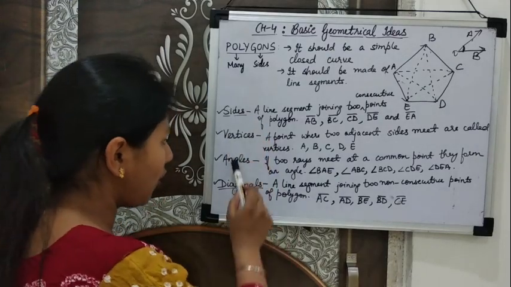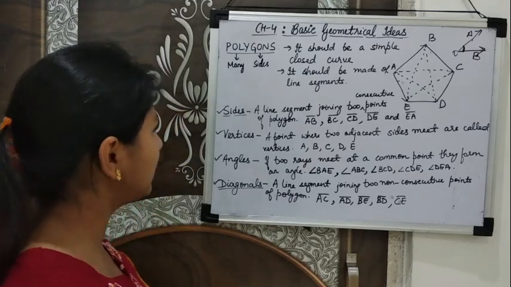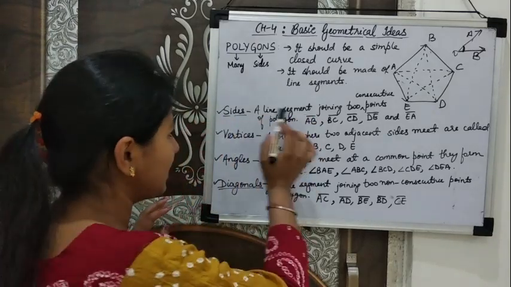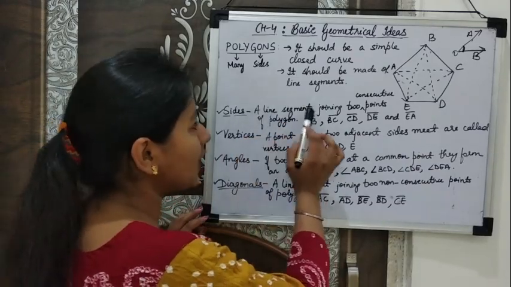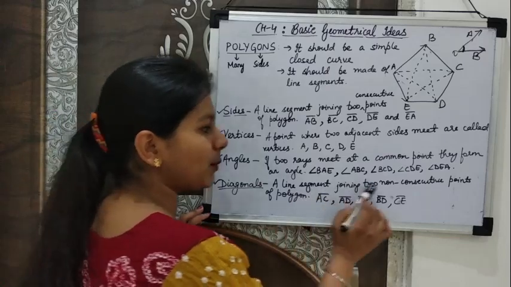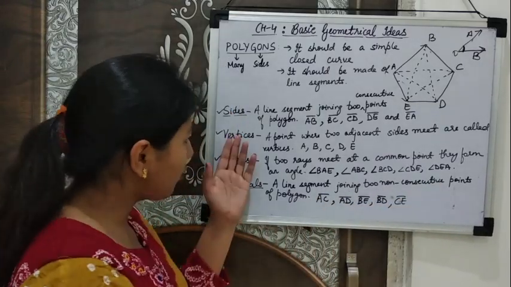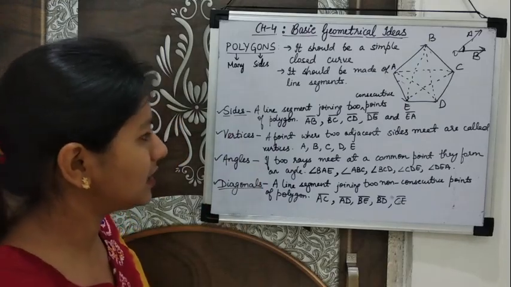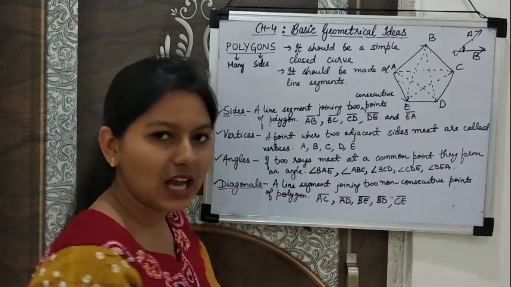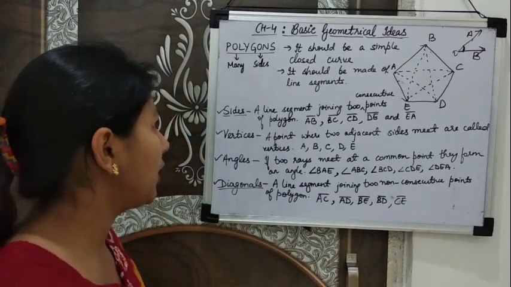So I hope you are all well aware of these concepts. You have all understood nicely what a side is. There is a very slight difference between side and diagonal. Sides are formed by joining 2 consecutive points and diagonals are formed by joining 2 non-consecutive points. And there is a very small difference between vertices and angles. Vertices are only points, but angles are formed when 2 rays join at a common point.